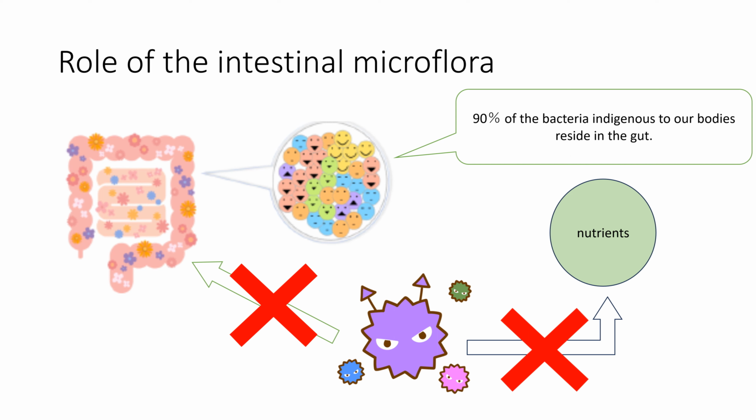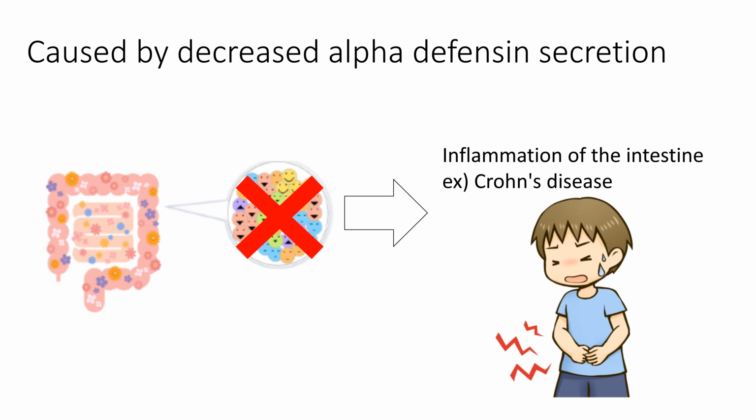The normal intestinal microflora is known to act as a barrier against foreign pathogens. They occupy a place for settlement, compete for nutrients with pathogens, and produce antimicrobial substances. Decreased alpha defensin secretion from Paneth cells causes loss of bacterial diversity in the intestinal microflora, so it leads to infection and inflammatory bowel disease.